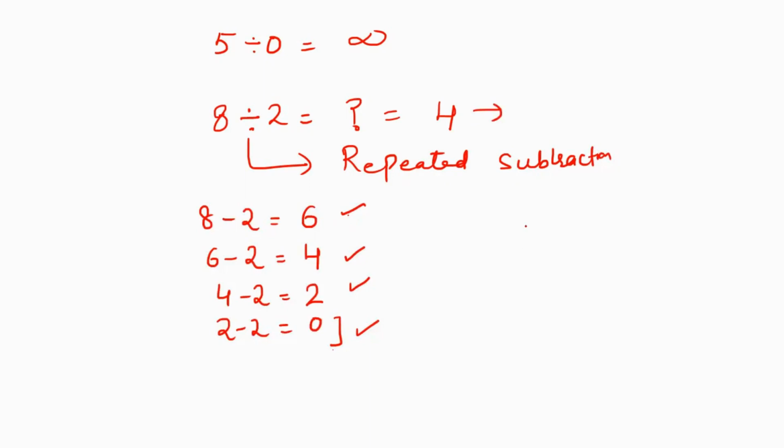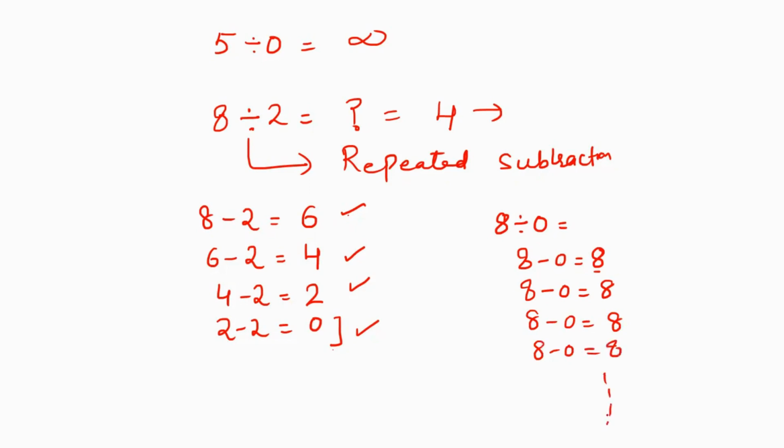Okay. Like this, if I divide 8 by 0, it means I have to subtract 0 from 8. 8 minus 0 is 8. Again, I need to subtract 0 from the result. I'm getting again 8. So what's happening now? You can see every time you are getting 8, you are not reducing. So then when can you get a 0? I don't think there is any number after which you will get 0. So that's why it's infinite and it's not defined.